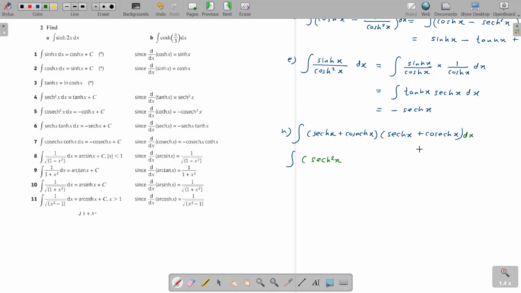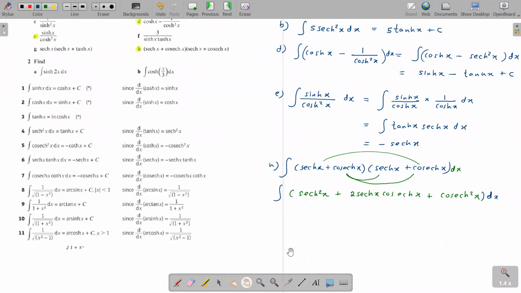Integration happens with respect to x. The next one, sec x times cosh x is sec x cosh x, and again cosh x times sec x is again sec x cosh x. Basically, twice sec x cosh x. Okay, and then plus cosh x times cosh x is cosh square x. Am I correct? Okay, so now let's go for the individual integration for each part.